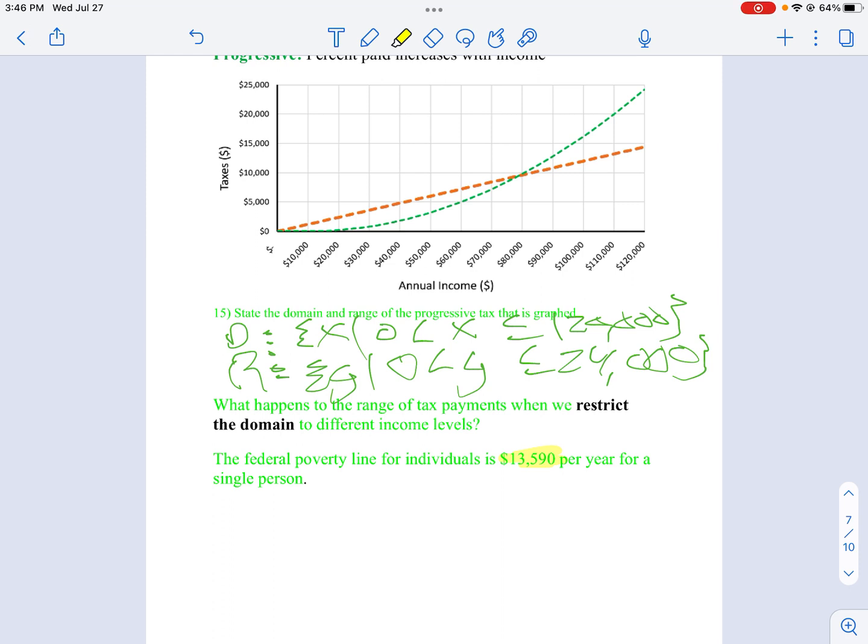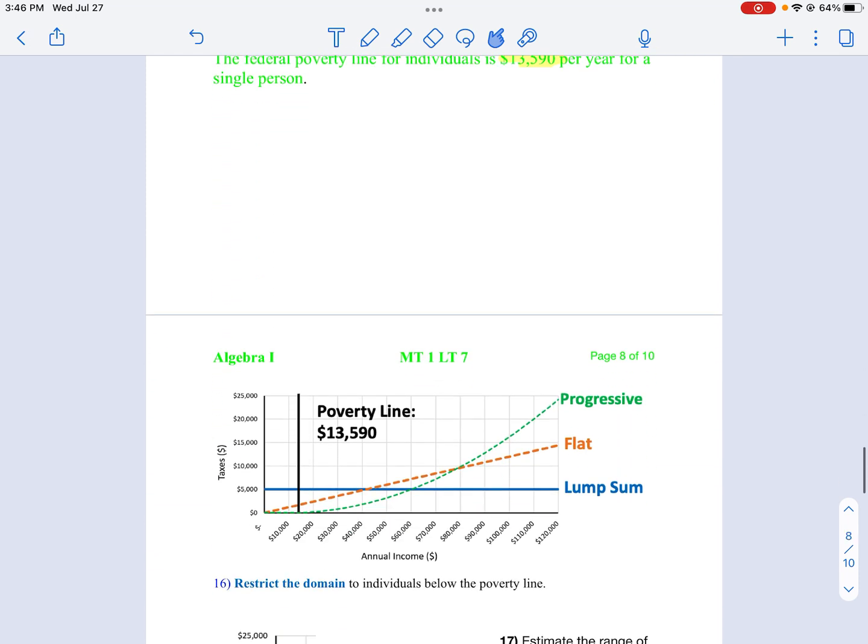That's the poverty line. Some of you, by the time you're done with high school, will have a job, even part-time, and you'll make more than that. But we'll just start there. That's what the federal government set as a poverty line for a single person. Obviously, it goes up the more people you have in your family. So let's take a look here.